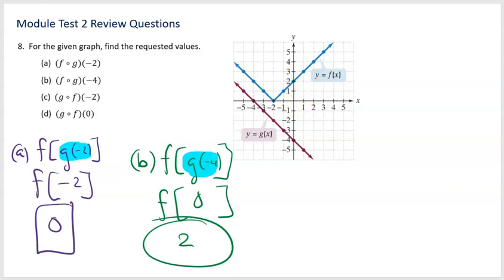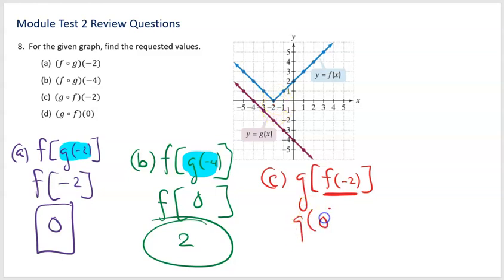All right, example C. We have g composite f of negative 2. By definition, that's g of f of negative 2. So once again, I do the inside stuff first. I go over to x equals negative 2, and I go to the f function, which is the blue one, and I get 0 for my y value. And then I calculate g of 0, so I go to x equals 0, and I go to the g graph, which is the red one, and I get negative 4.